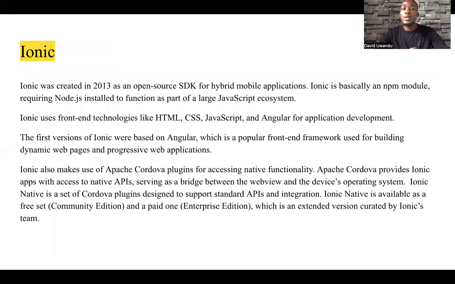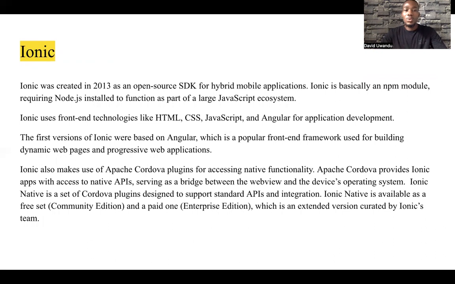Now we're looking at Ionic. It was created in 2013. It's an open source SDK used for building hybrid mobile applications. It's basically an NPM module requiring Node.js, so you have to install Node.js before you can use Ionic. And it functions as part of the large JavaScript ecosystem.